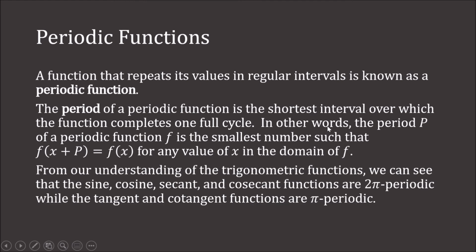So from our understanding of the trigonometric functions, we find that sine, cosine, secant, and cosecant functions are all 2 pi periodic, while the tangent and cotangent functions are all pi periodic. So that concludes our introduction into the 6 trigonometric functions. In the next video, we will continue to study these 6 trigonometric functions.